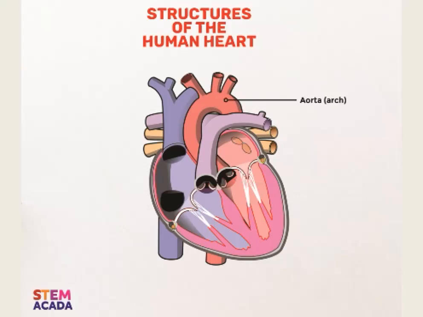And lastly, the aorta. The aorta is the largest artery in the body. It carries oxygen-rich blood from the left ventricle of the heart to the rest of the body. The aorta is a long muscular tube that begins at the left ventricle and extends down through the chest and abdomen, dividing into smaller arteries as it goes.